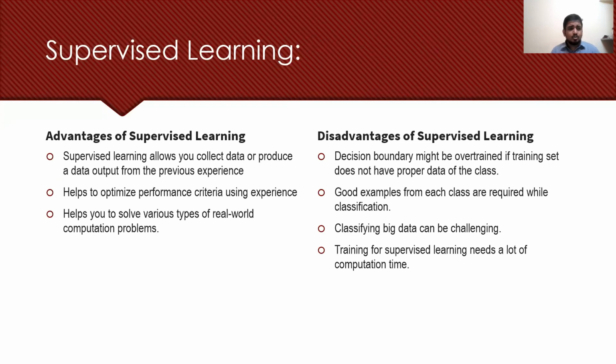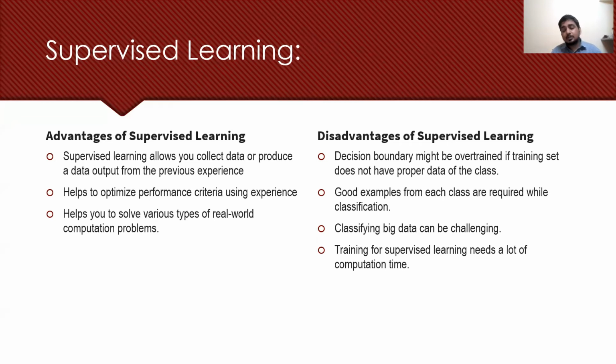So there are some advantages and disadvantages of supervised machine learning. Supervised machine learning allows you to collect data and produce data outputs from previous experience, which is a very good advantage. It can use both regression and classification, which is good. You can do regression, continuous prediction, or classification, that is, classify something. It also helps to optimize performance criteria using experience. It helps you solve various types of real-world computational problems like predicting data and so much more.